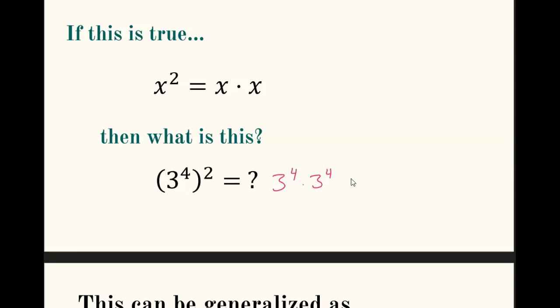And we just learned that we can add those exponents together when we're multiplying, so that's going to be 3 to the 8th. And you may notice this is the same as these two exponents multiplied together. 3 to the 4 times 2 is the same thing as 3 to the 8th.